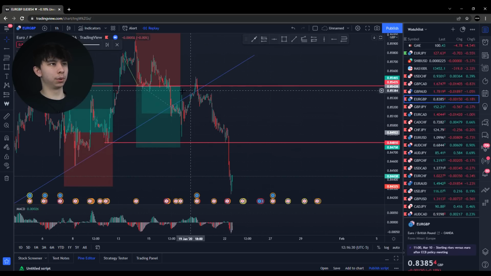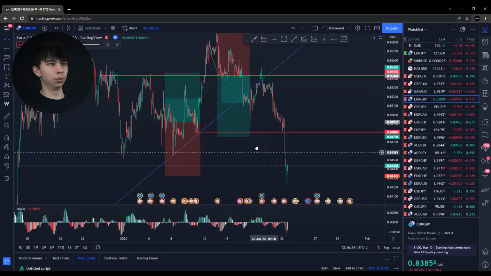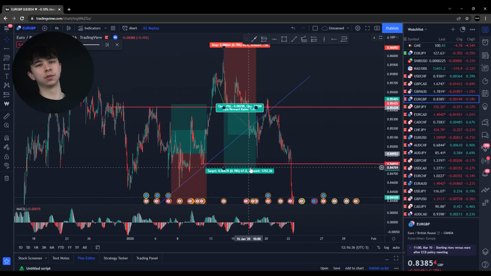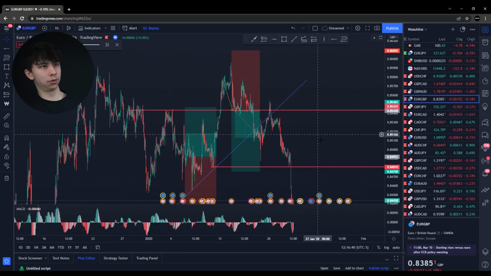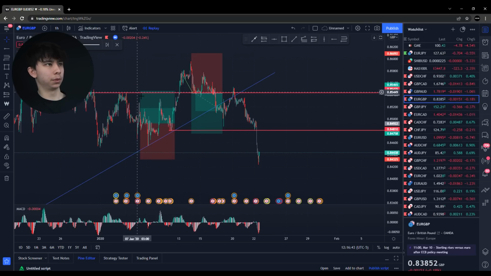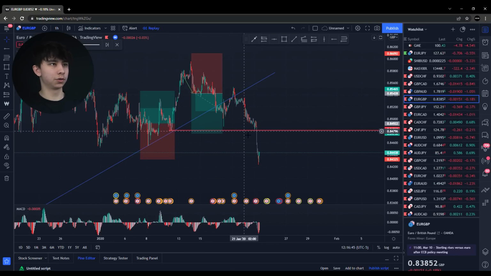Boom. Look at that. Price continues straight down into our target, which would normally be a stop loss for a lot of traders. So yeah, it's another trade one right there. Cool. We will get rid of these now, and we will move on to the next trade.